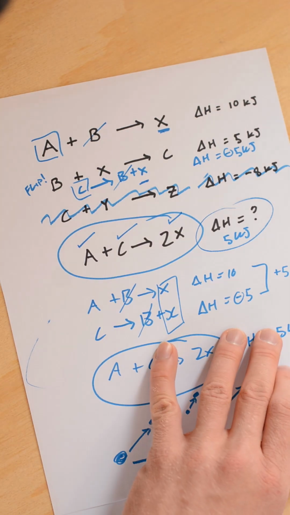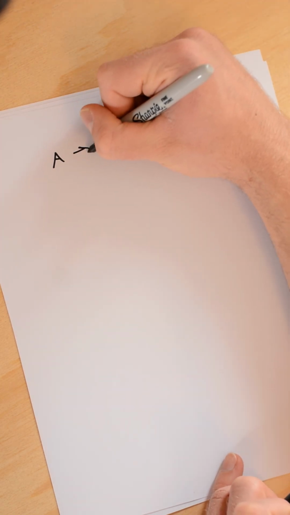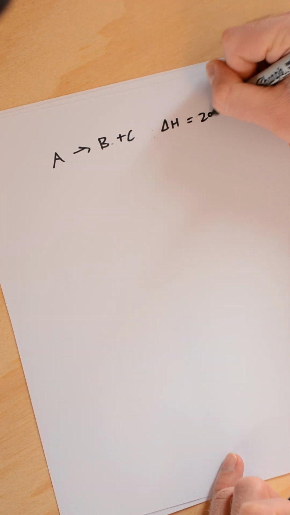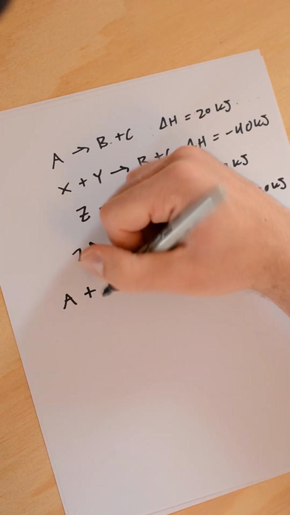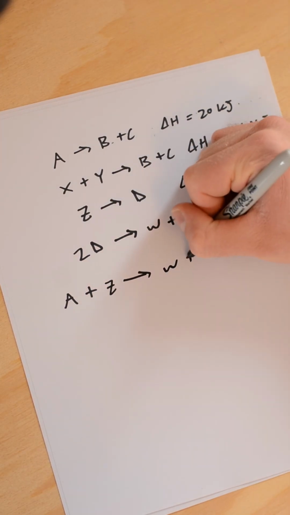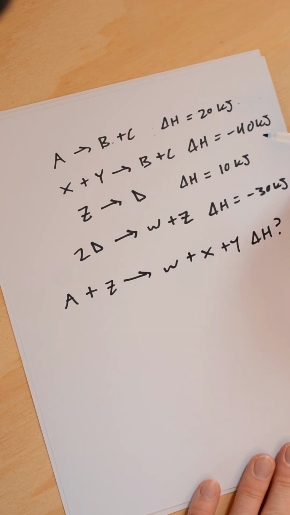Let's do another example. Let's say we had an example that said, A will produce B and C, and it has a delta H of 20 kilojoules. And the question is asking A plus Z produces W plus X plus Y. What's the enthalpy change for this? Same thing, it's a little bit more involved. We're going to look at each step. What do we have? What do we need?